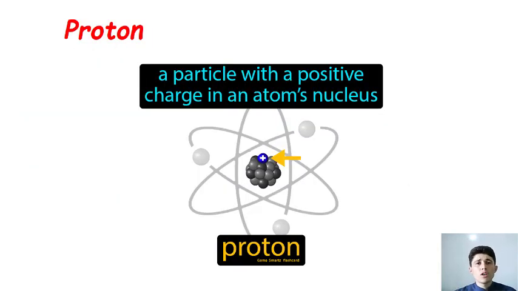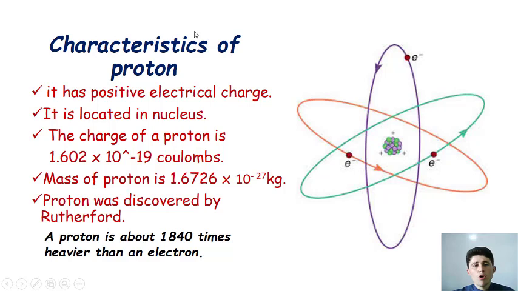Okay, the second particle that I want to talk about is the proton. Okay, my dear students, a proton is a particle with a positive charge in an atom's nucleus. It says for us that the proton has positive charge and is located in the nucleus of an atom, or you can say it's located in the core. As you can see, it has positive charge. Okay, here are some characteristics of the proton. It has positive electrical charge. We discussed that. As you can see here, this is the nucleus of an atom, and there are some positive charges which are related to the protons.